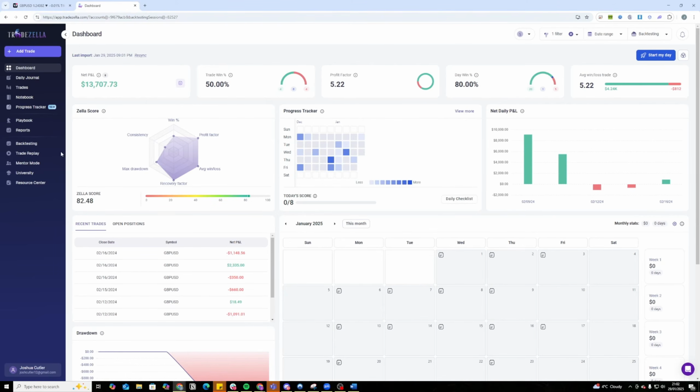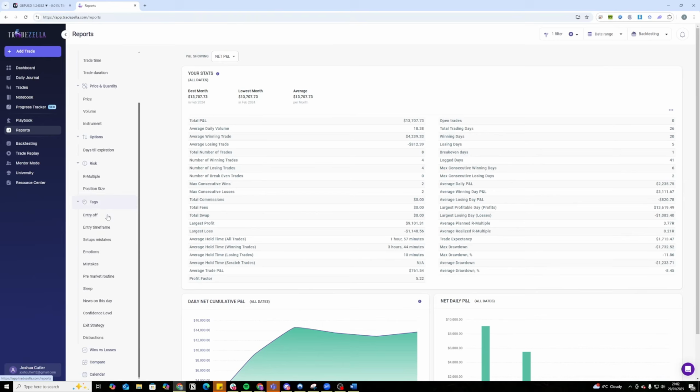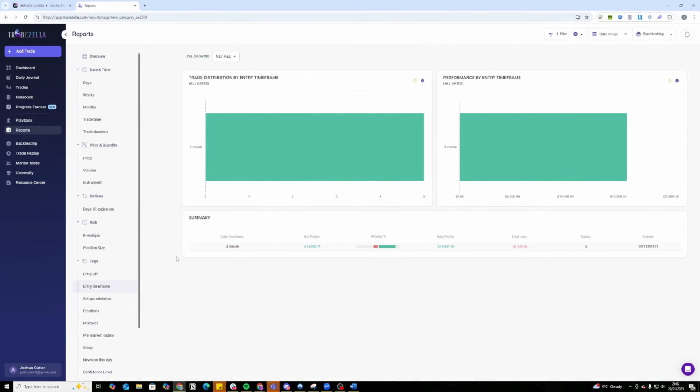Now, what I would personally do is come back to the reports. Now, remember I said about tagging all your trades, right? Based on the area that you took them, etc. So whether you took them on a 15-minute area, whether you took them on a 5-minute area. Come into here. And then you can see entry off. So the 3-minute area was the only thing that we traded, just because that's my personal thing to trade.